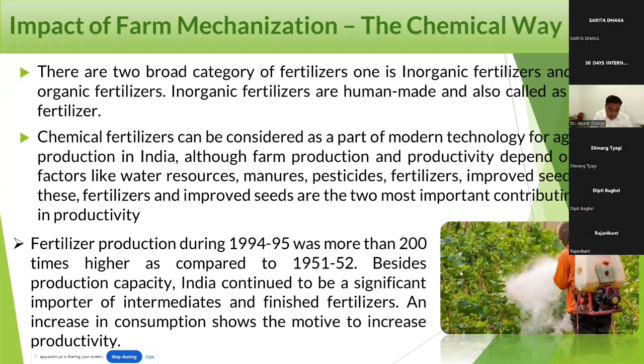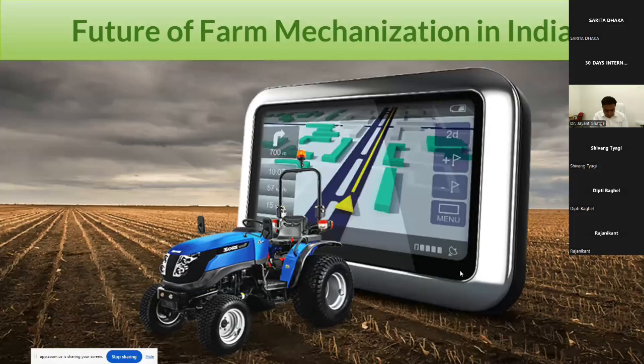Overuse leads to soil degradation, water pollution, and dependency on chemical input. This is how the impact of chemical agriculture is affected.